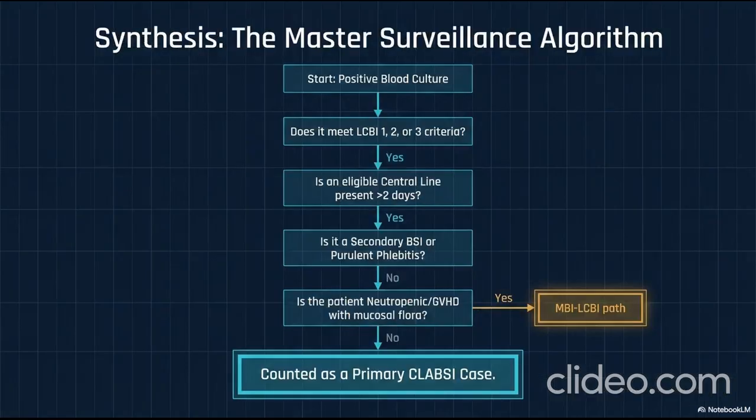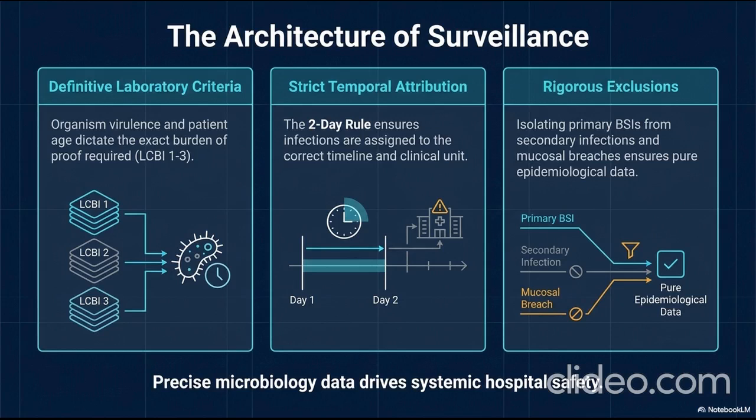Precise microbiology data is the cornerstone of systemic hospital safety. By applying these rigorous laboratory criteria, temporal rules, and exclusions, we ensure that our surveillance drives real improvements in patient outcomes.